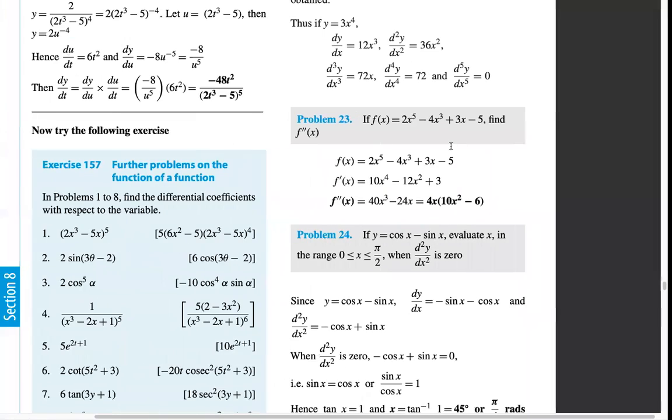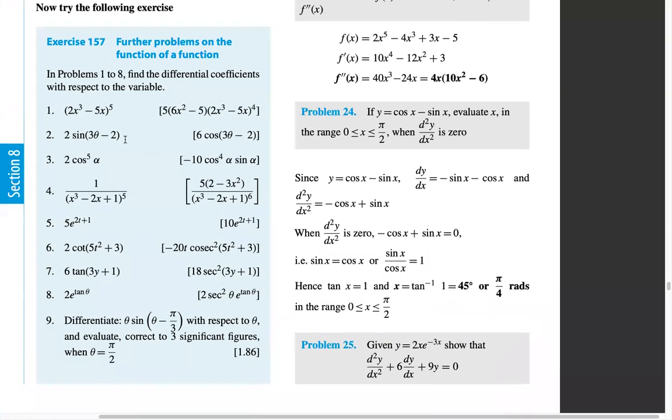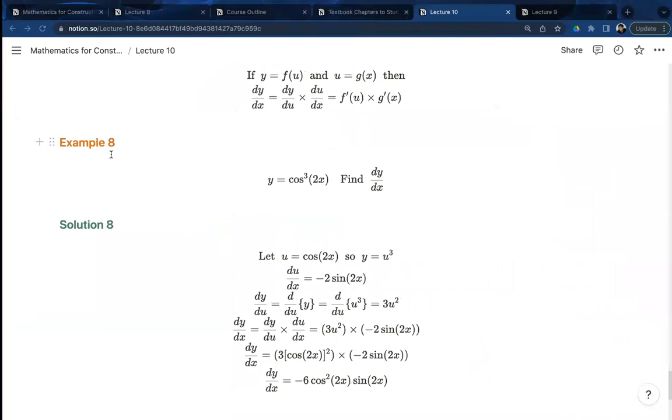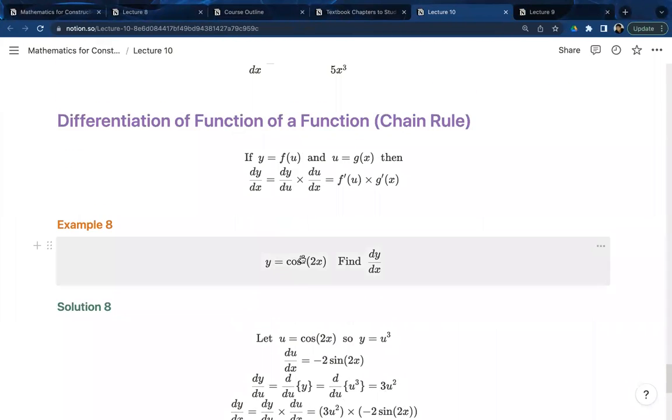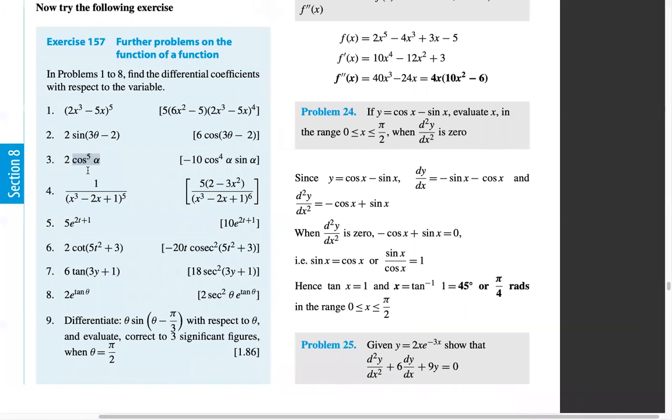So how would you know when you look at a question, like if you look at exercise 157, what is a product, what is a quotient, what is a function of a function? Like what is this here? Is this a product? Well, when you see cosine, right? So it's not a product, it's not a quotient, but it's something to the power 5. We just did something to the power cubed, right? So it's probably a function of a function, yeah.